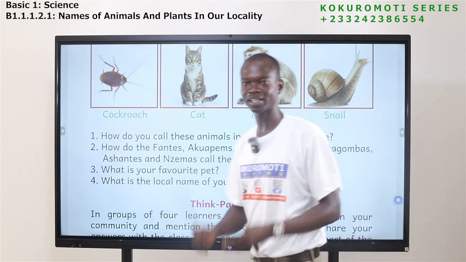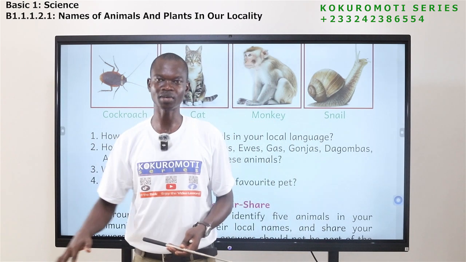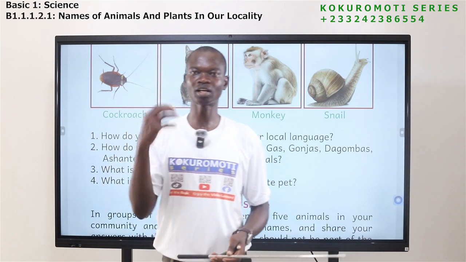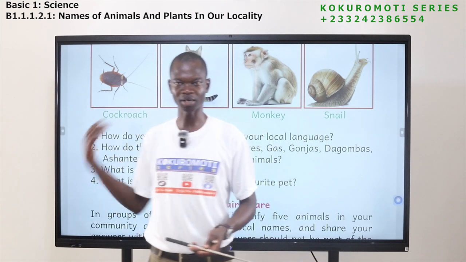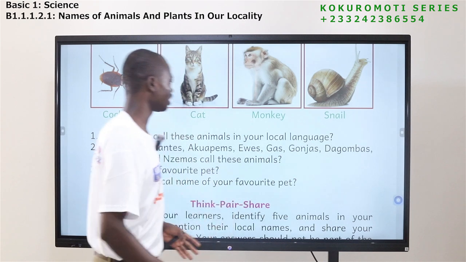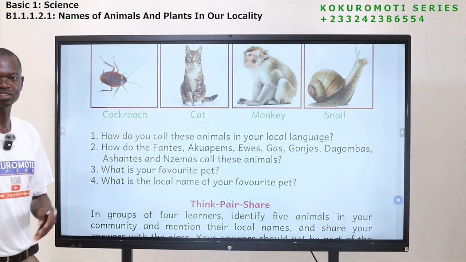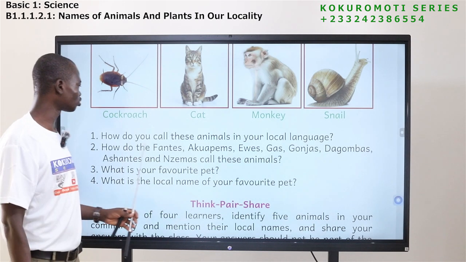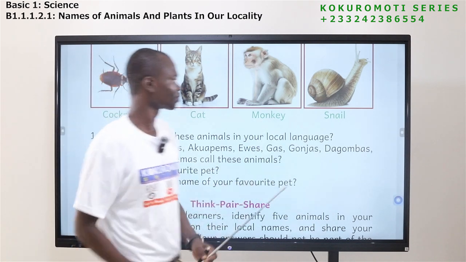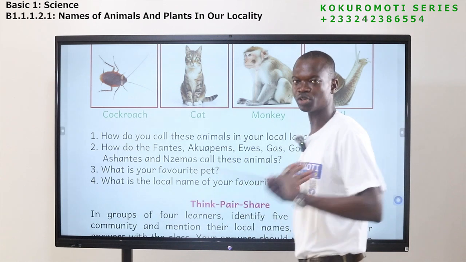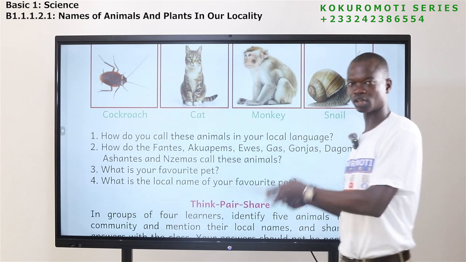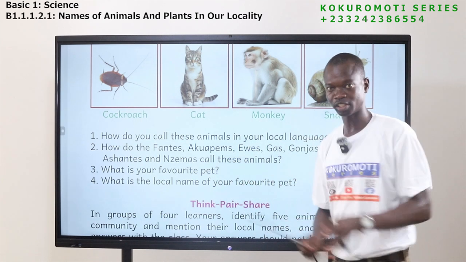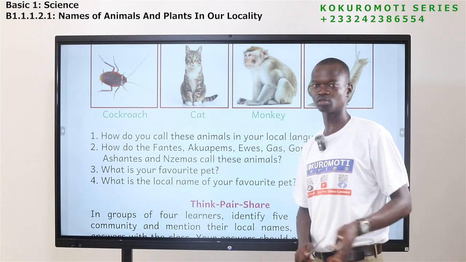So if I ask you to mention 10 examples of animals in your area, you should be able to tell me, and then tell me the local names that we use for these animals. Today we are looking at animals and how we call them in our local language. I have told you how we call these animals in my locality. In your area, how do you call them?